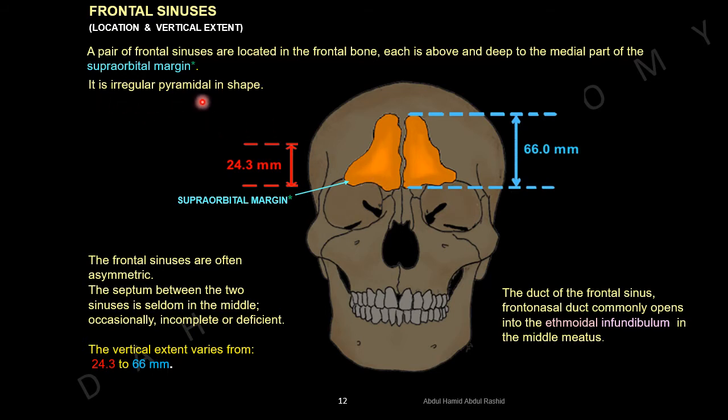It is irregular pyramidal in shape. The frontal sinuses are often asymmetric. The septum between the 2 sinuses is seldom in the middle, occasionally incomplete or deficient. The vertical extent varies from 24.3 mm to 66 mm. The duct of the frontal sinus, the frontonasal duct, commonly opens into the ethmoidal infundibulum in the middle meatus.